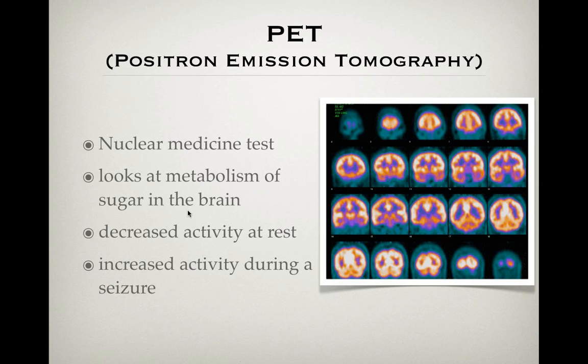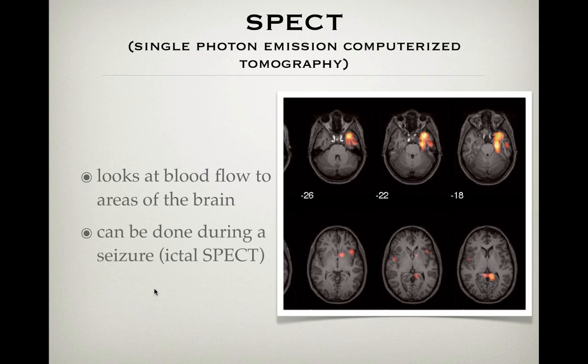And if the test is done at rest, we can see a decrease in activity. I don't expect anybody to really know in particular what we're looking for. We just compare side to side. So in this left middle part of the temporal lobe, there's not as much activity during rest. If you do this during a seizure, there'll actually be a brighter spot or an increased metabolism.